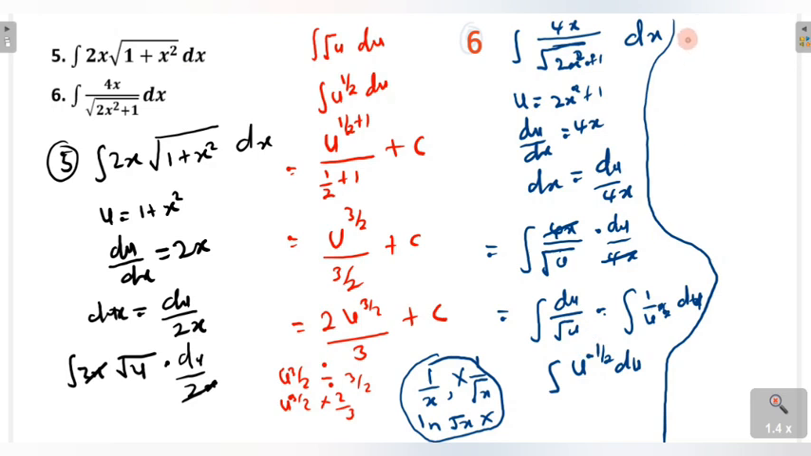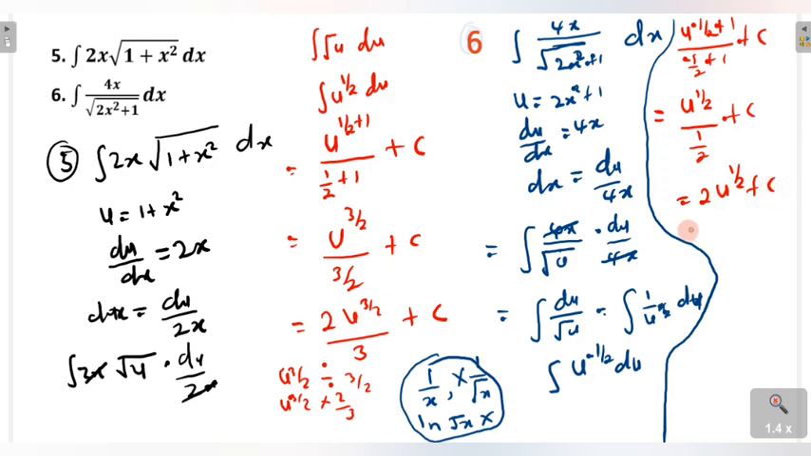So we're going to have u raised to power minus 1 over 2 plus 1, over minus 1 over 2 plus 1, plus c. It is an indefinite integral, so we have to add the c. So minus 1 over 2 plus 1 is going to give us half, it's 1 over 2. Then this is also 1 over 2 plus c. So if you work this out again, you're going to have 2 u raised to power half plus c.